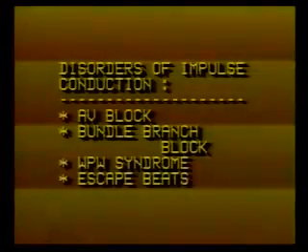Disorders in impulse conduction may result in partial or complete heart block or AV block, right and left bundle branch blocks, WPW syndrome and sinus pause with escape beats. Now we shall study these arrhythmias in detail one by one.